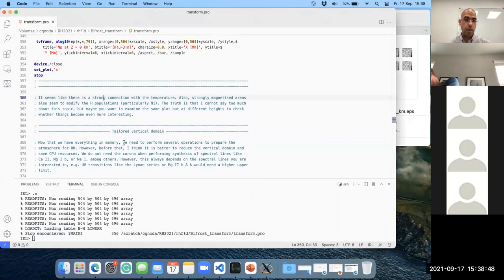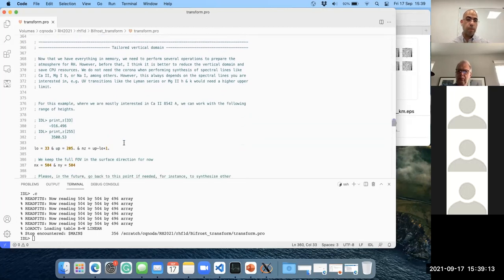Maybe it's interesting for you to see why the magnetic field can impact the hydrogen populations, and why the temperature is mainly the one that gives the spatial distribution of the hydrogen population. Okay, so up to this point we have read everything that we need for RH, and then we need to do a few more extra things.